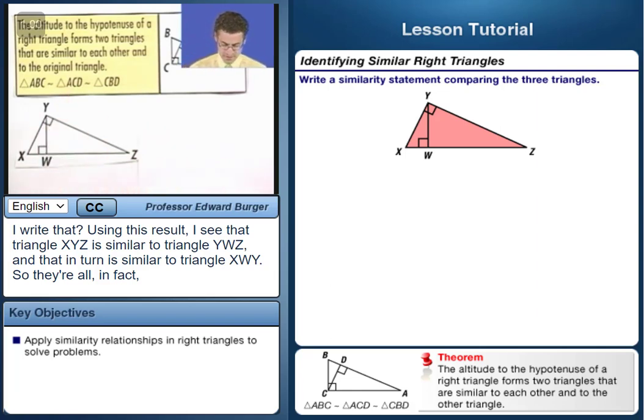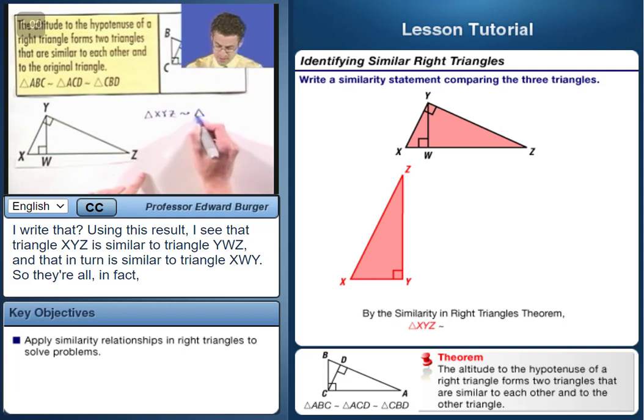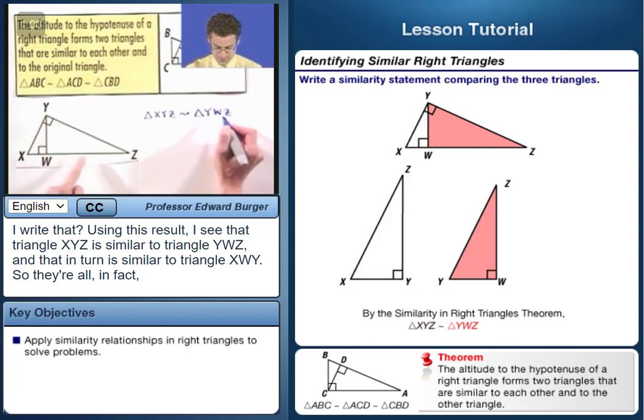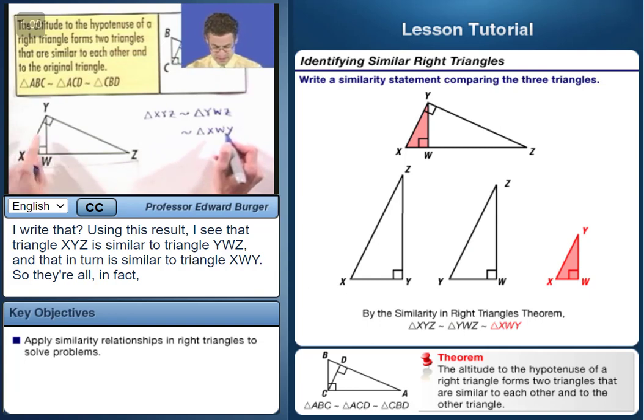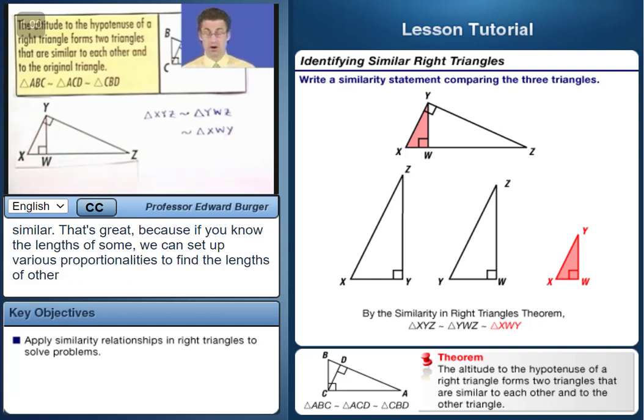So using this result, I see that triangle XYZ is similar to triangle YWZ, and that in turn is similar to triangle XWY. So they're all in fact similar.